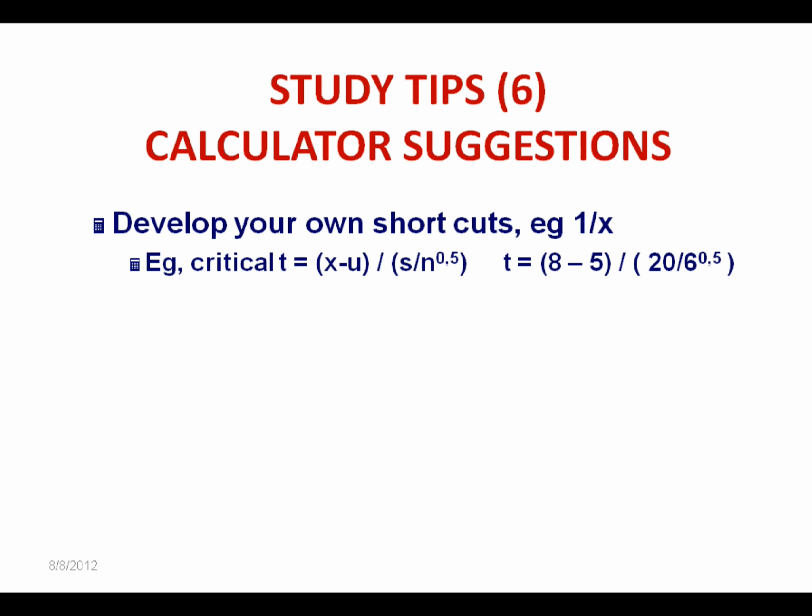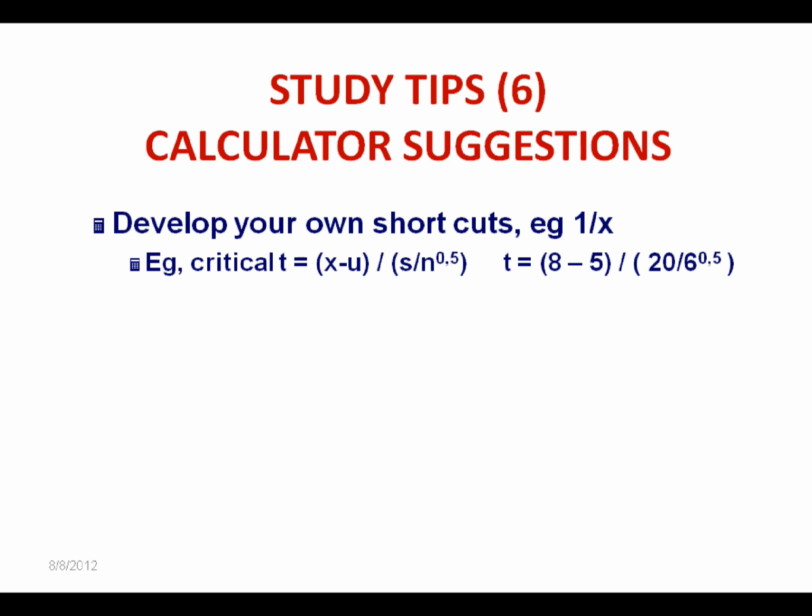Now, S divided by the square root of n is something known as the standard error. So what you're doing here is you're comparing the sample mean against the historic and reflecting it in terms of the number of standard errors.